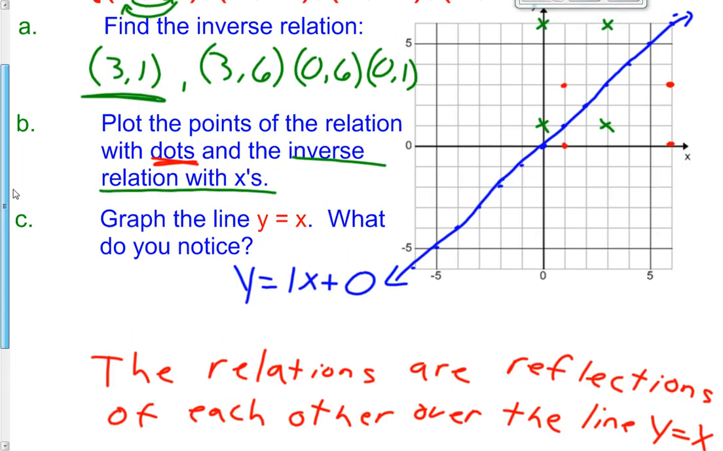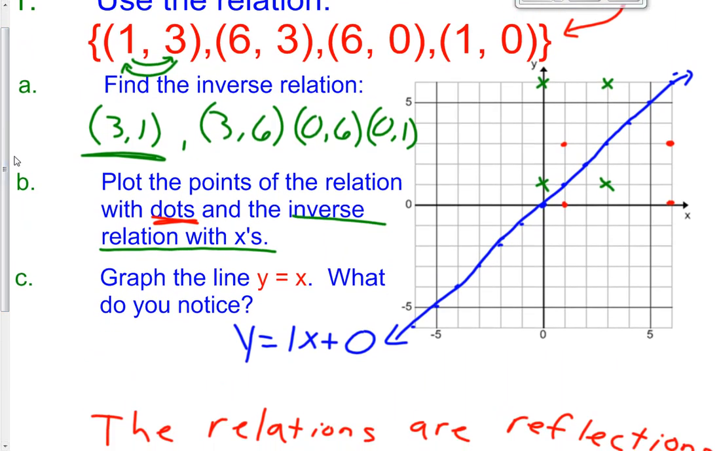So here's what I mean by that, class. Let's say this was a piece of paper, your grid was a piece of paper, and what if you were to fold the paper on top of the blue line? So the blue line is like the fold. Wouldn't this dot right here and this x land right on top of each other when you fold the paper? Same thing with this x and this dot. Same thing with this dot and this x, and the same thing with this dot and this x. They are all the same distance away from the line y equals x. So if you fold the paper, boom, the red dot would land right on top of the green x. That's what is called symmetry, or what we call a reflection. So the reflection line is the line y equals x, and then our reflection points are the relation and the inverse relation. And this is going to be a common theme in this lesson.